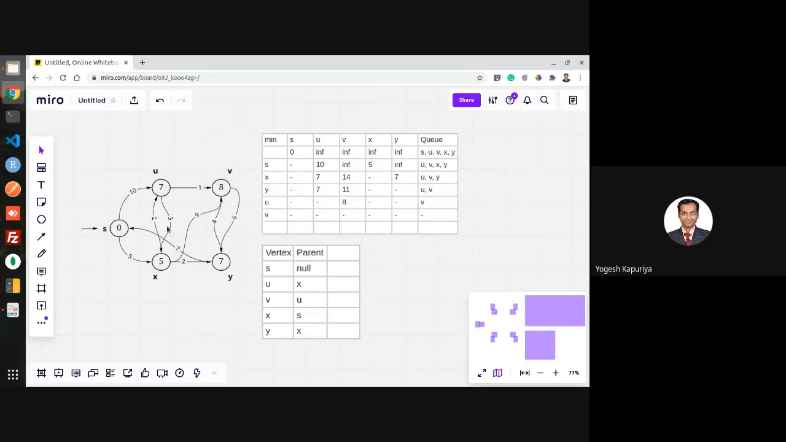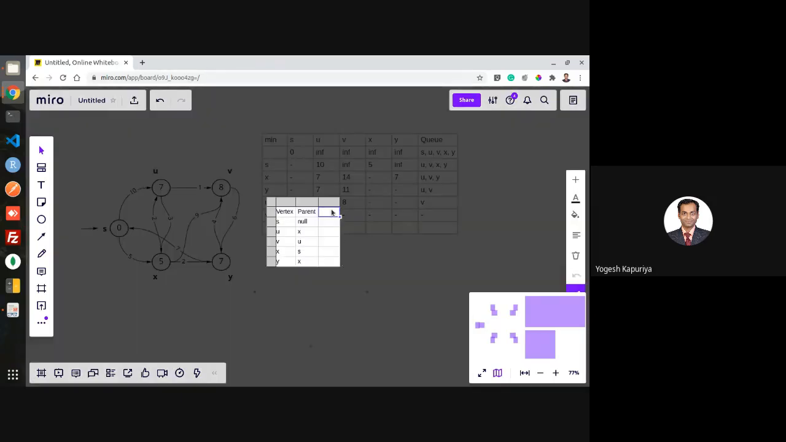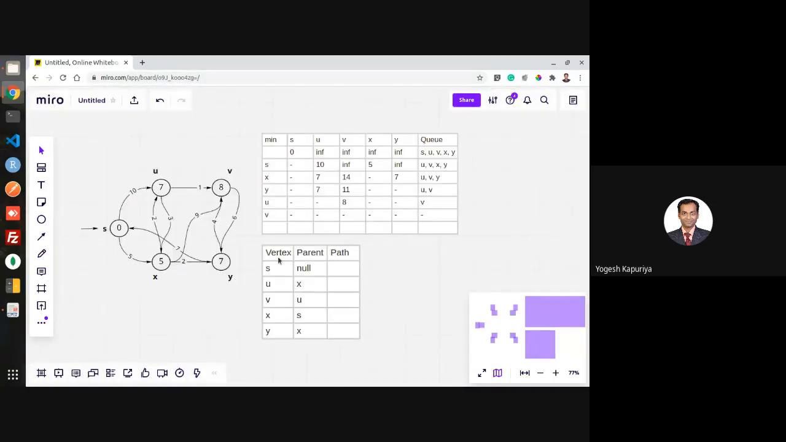Now these are the shortest distances of every other vertex from the source. For U it is 7, for V it is 8, for X it is 5, and for Y it is 7. Now how will you find out the path, because we are interested in the path and not the distance? That can be derived from this parent matrix. How? Let us say you want to find out the path between S and U.